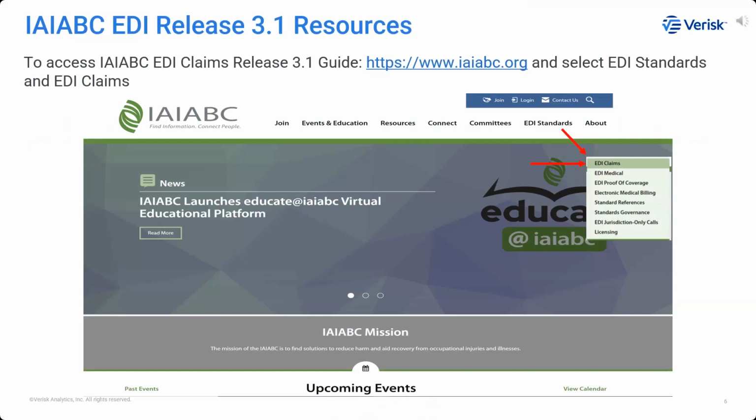In this example, to access the Claims 3.1 standard, select the EDI Standards menu and then select EDI Claims from the drop-down. From here, you will be taken to the EDI Claims Standards page, where there is a lot of information regarding the EDI Claims standard.